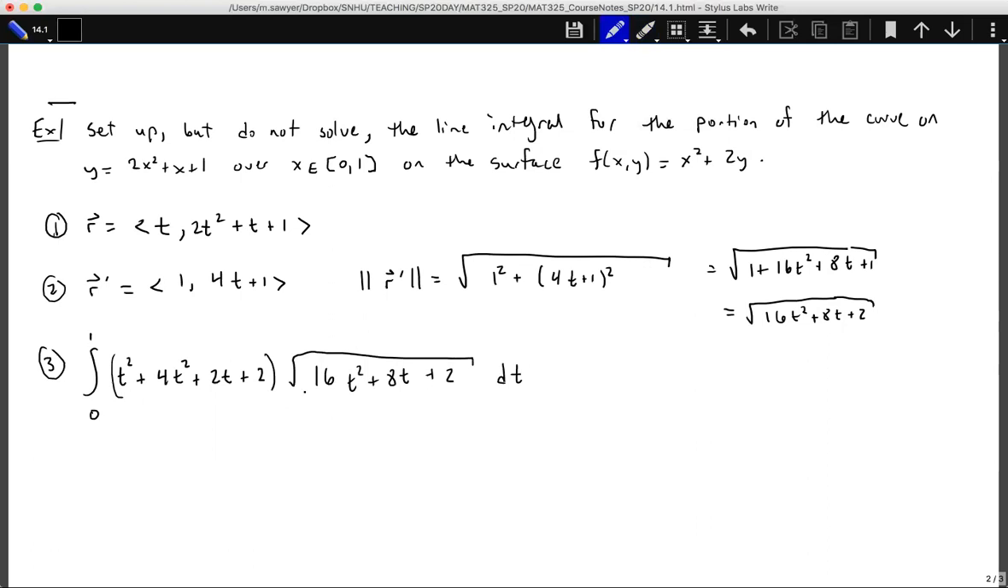So we've set up our function. We've got x squared, where our x is our t, plus 2y, so 2 times our y piece here. And then our magnitude of r prime. So again, here we have our magnitude of r prime, which is a function of t and not a constant. So we've set up our function here. You can combine this to get 5t squared plus 2t plus 2 if you'd like.